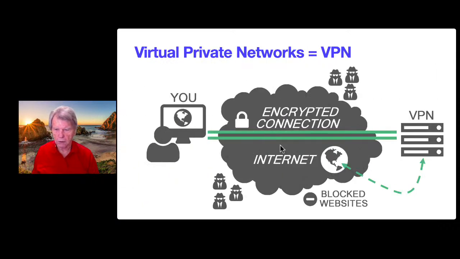So this is what it looks like. You are there on the left. The two green lines show the private tunnel going through the internet. One line is to the internet, the other line is returning from the internet. So then you connect to the VPN server, which then connects you anonymously to the World Wide Web. And these bad guys that are lurking around cannot see what you are doing. So that's the tunnel through the internet that hides your activity.